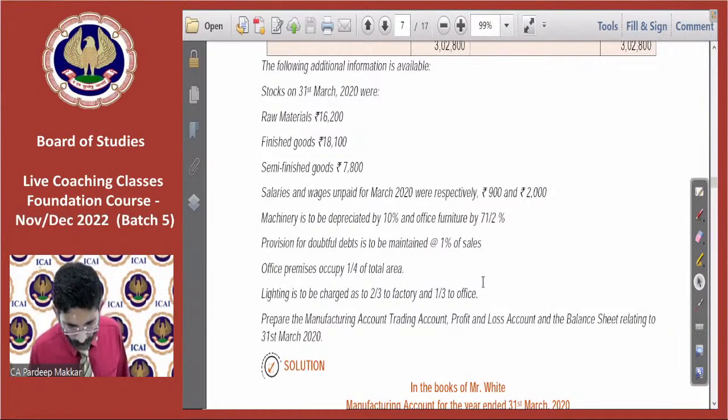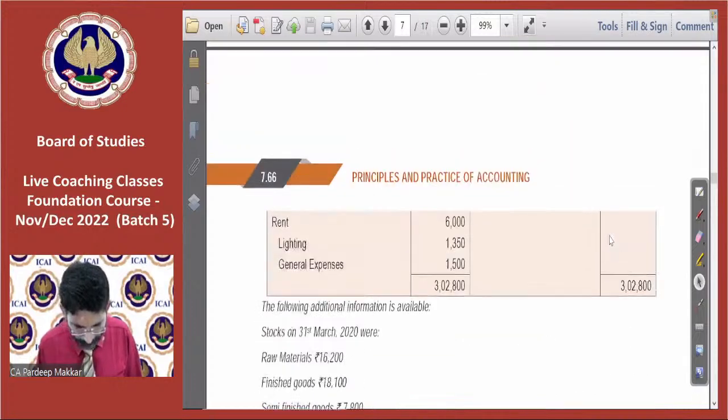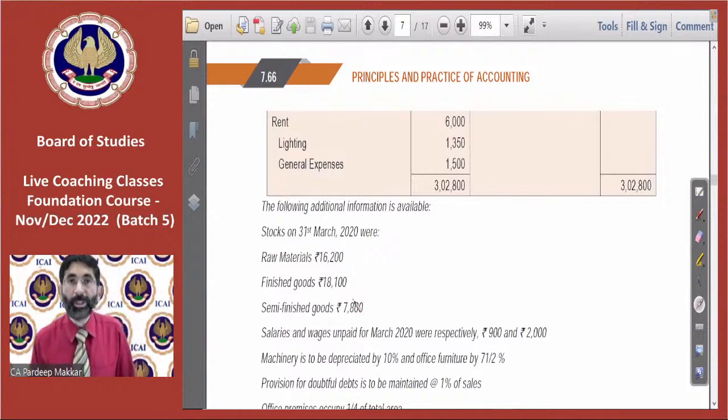First of all, raw material is given to you, so not a big technical treatment. Raw material opening stock is given to you, closing stock is given to you. So this will be deducted from your raw material purchases. Finished goods closing stock will be deducted and entered in the credit side of trading account. Semi-finished goods closing stock will also be entered in your credit side of work in progress in manufacturing account.